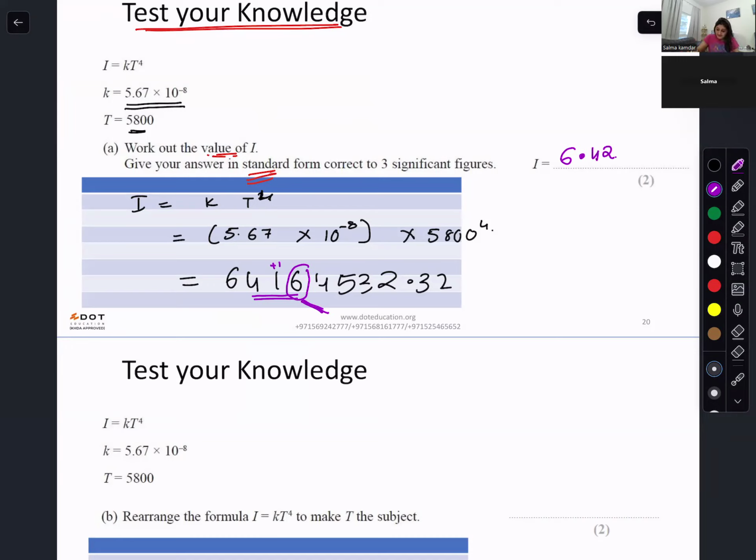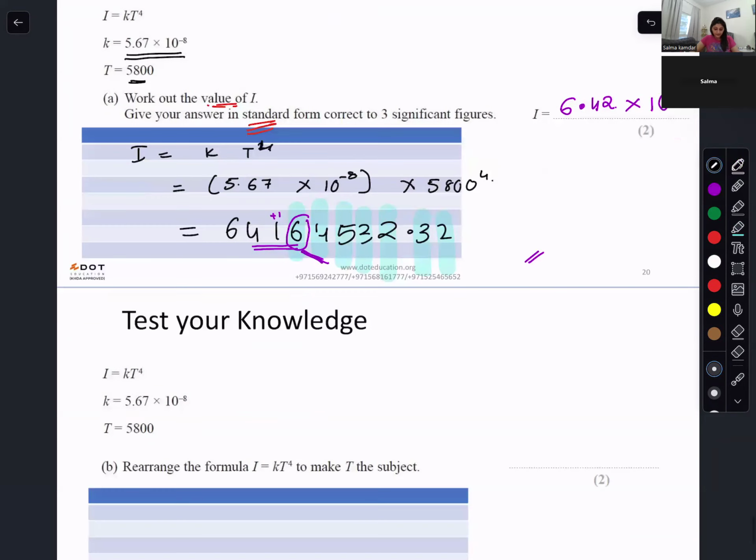Okay, now I will see the remaining numbers. How many numbers are remaining? Let's check. 1, 2, 3, 4, 5, 6, 7. 7 numbers are remaining. So this would be into 10 raised to 7. This is the standard form of writing it. If you want to go back to the standard form, you can go back and watch the basic video of standard form and come back and solve it.